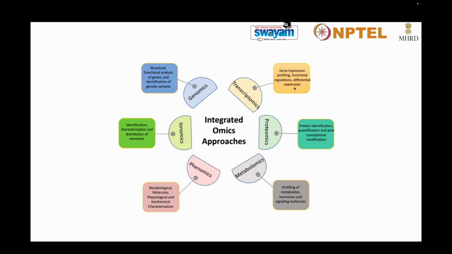So differential expression means that from a single gene, different transcripts are formed, and they have different expressions in different tissues. There could be certain transcripts which are specific to the brain, and certain others which are specific to some other region.